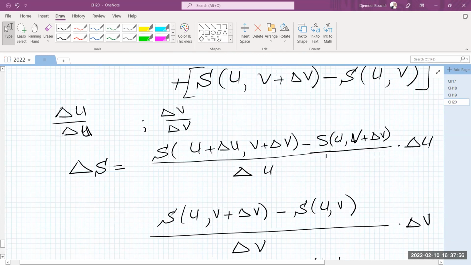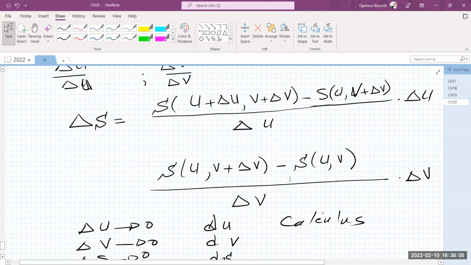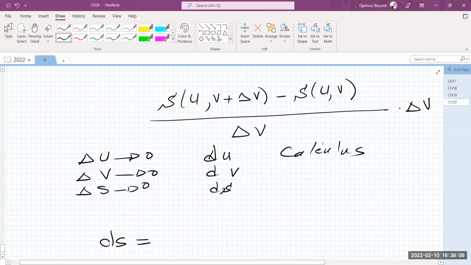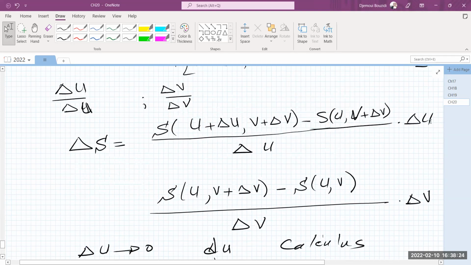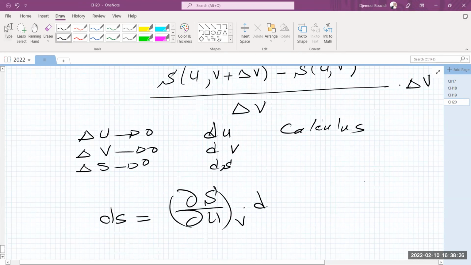That's all. Obviously, when delta v goes to 0, this doesn't matter because delta v becomes 0. So this just becomes a v, and this just becomes a v. That's all, because it doesn't matter in this ratio. What matters is the u that changed. So this becomes the partial derivative of the function s with respect to u, I mean to v. Oh, I'm sorry, with respect to u, when v is maintained constant, times this du.